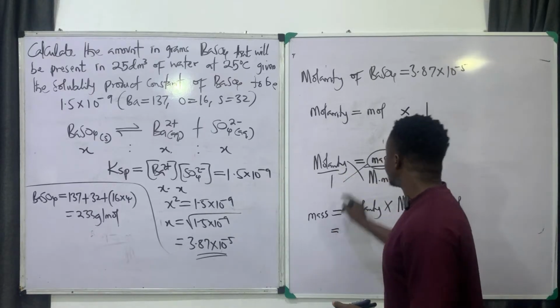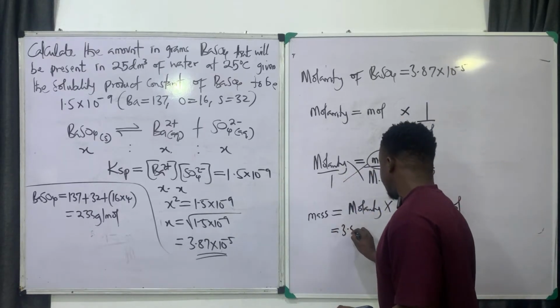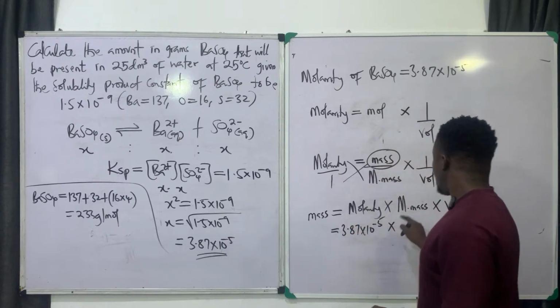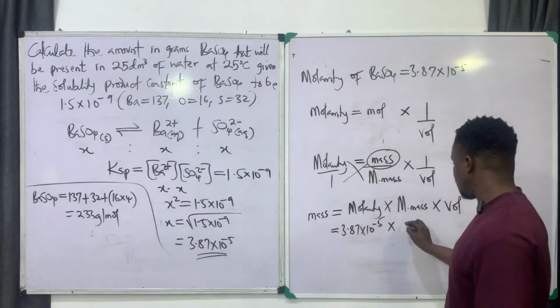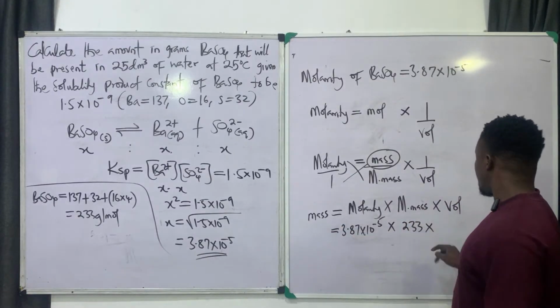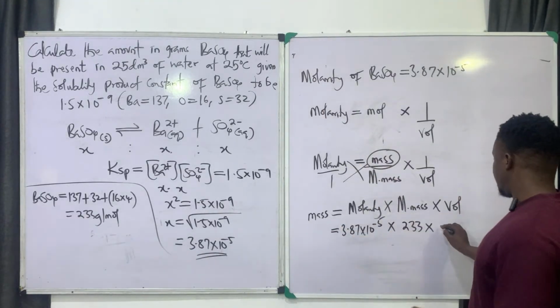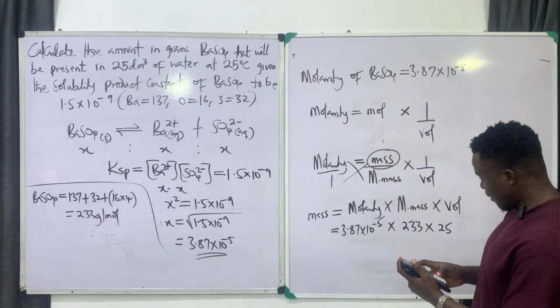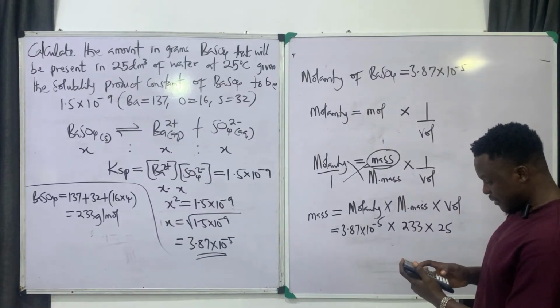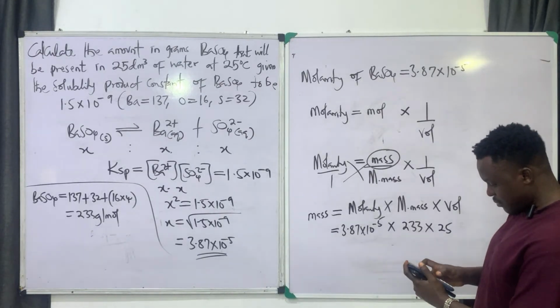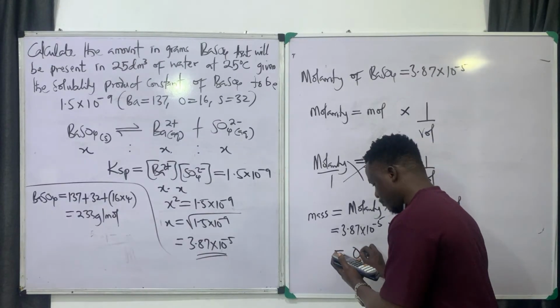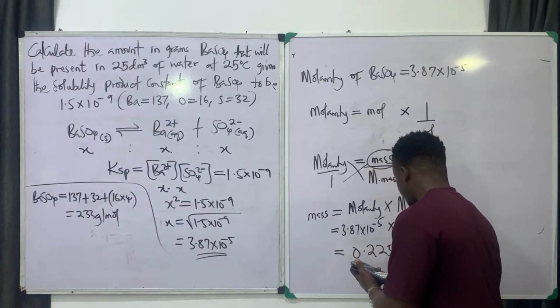So what is our molarity? What we got here is 3.87 times 10 to the power of minus 5. What is the molar mass of barium sulfate? 233. And what is the volume given to us there? 25. So this becomes 25 times 233 times 3.87 times 10 raised to the power of minus 5. So the final answer is 0.225.